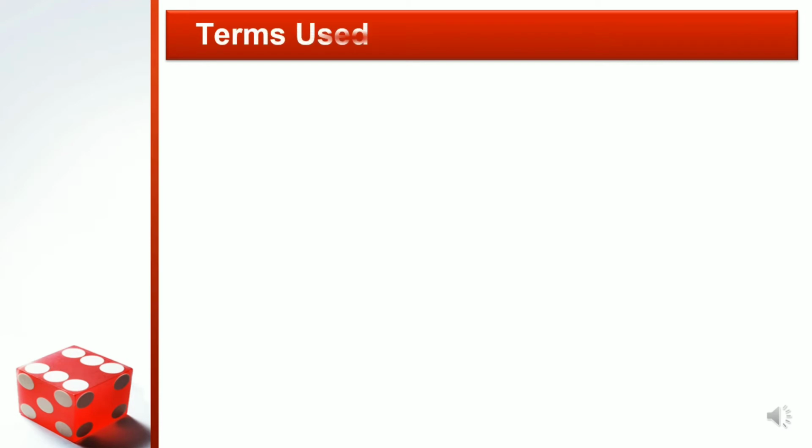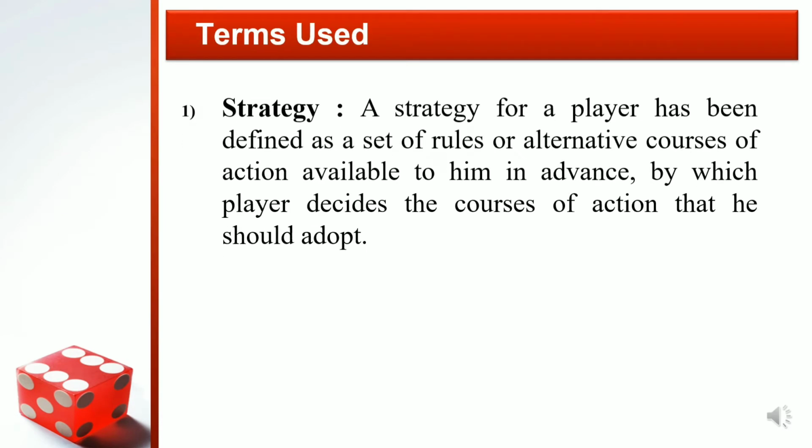Now let's see the terms used. There are different terms used in this pure strategy. The first term used is strategy. A strategy for a player has been defined as a set of rules or alternative courses of action available to him in advance by which the player decides the course of action that he should adopt. In simple words, we can say that it can be defined as a rule or plan of action for playing a game. An optimal strategy is one which provides the best payoff for a player in a game.